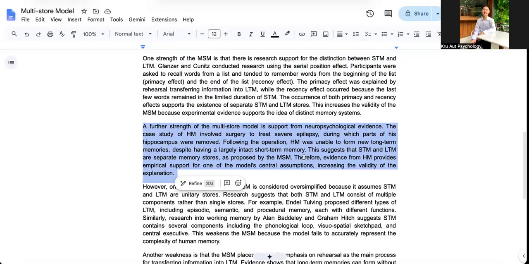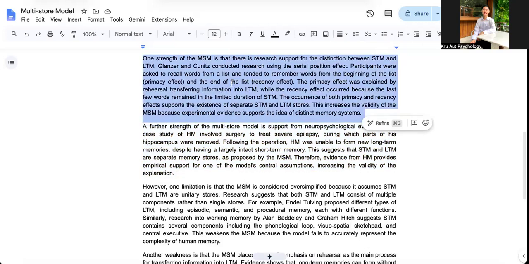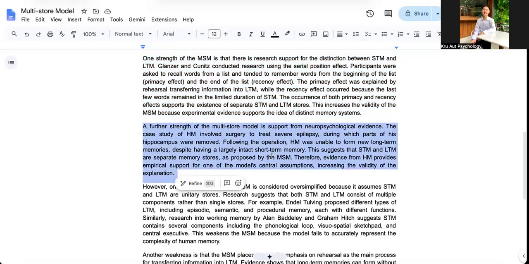So some students say, we already mentioned in the previous paragraph that short-term and long-term memory are separate, so why do we need to mention this again in the next strength? I mean, it's a different strength.